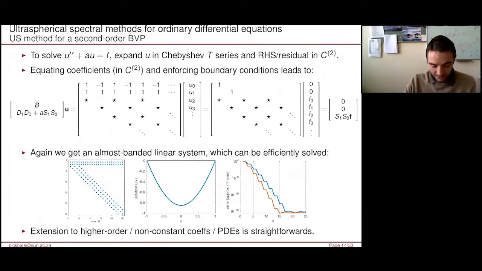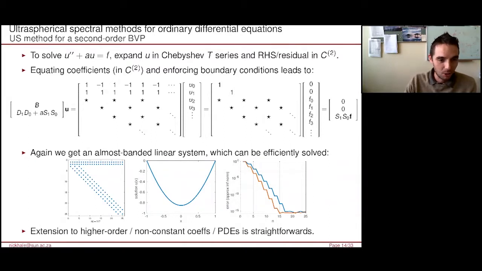So, last slide on this ultraspherical method. Now we're going to look at the second order boundary value problem that we discussed at the start. So what's our approach? Well, we're going to expand, as usual, the solution U in a Chebyshev T series. But now our right-hand side, or more formally our residual, we're going to expand in this ultraspherical basis. Again, we'll equate coefficients in the ultraspherical basis, plus boundary conditions. What do we end up with? We end up with an almost banded matrix.